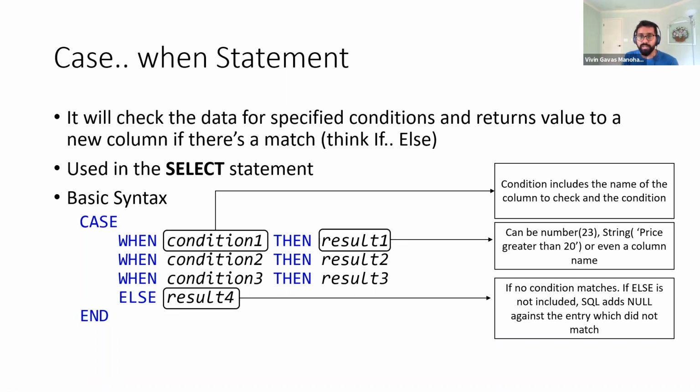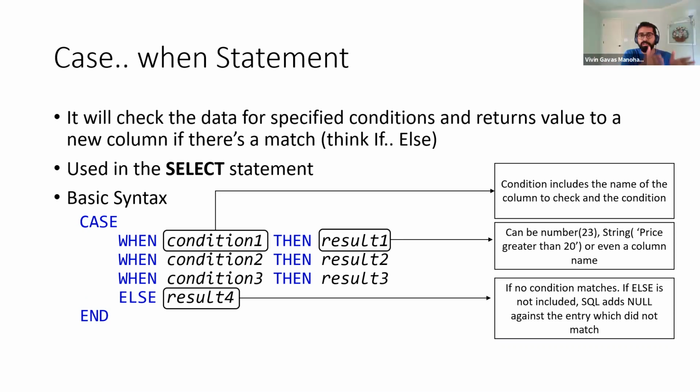I will walk you through an example for you to see it better. Karan, you have a question? Yeah, thanks, Vivin. I think you mentioned you could enter a column name in the then statement. Yes. So does that mean it's pulling information from that column? Yeah. So for instance, if you say case when price greater than 20, then order ID, in the new column that's created, it'll enter the order ID for that particular row.